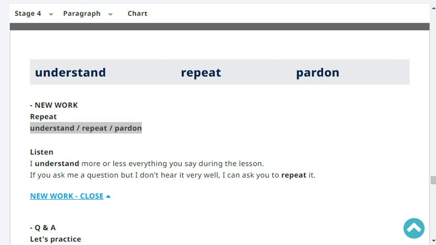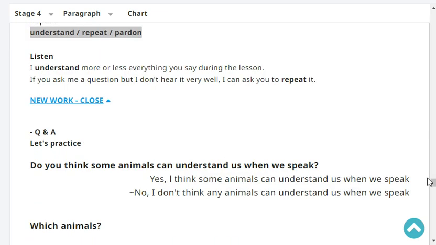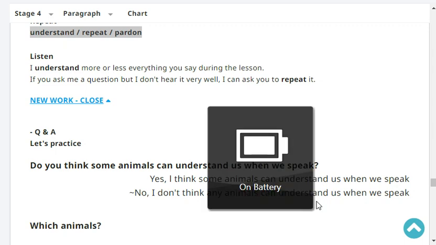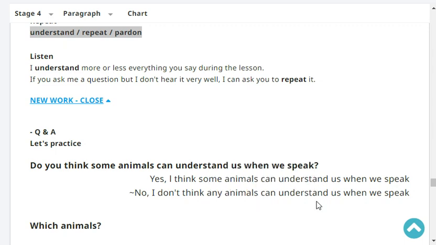Very good. Okay, listen. I understand more or less everything you say during the lesson. If you ask me a question but I don't hear it very well, I can ask you to repeat it. Let's practice. Do you think some animals can understand us when we speak? Yes or no? Yes, I think some animals can understand us when we speak.